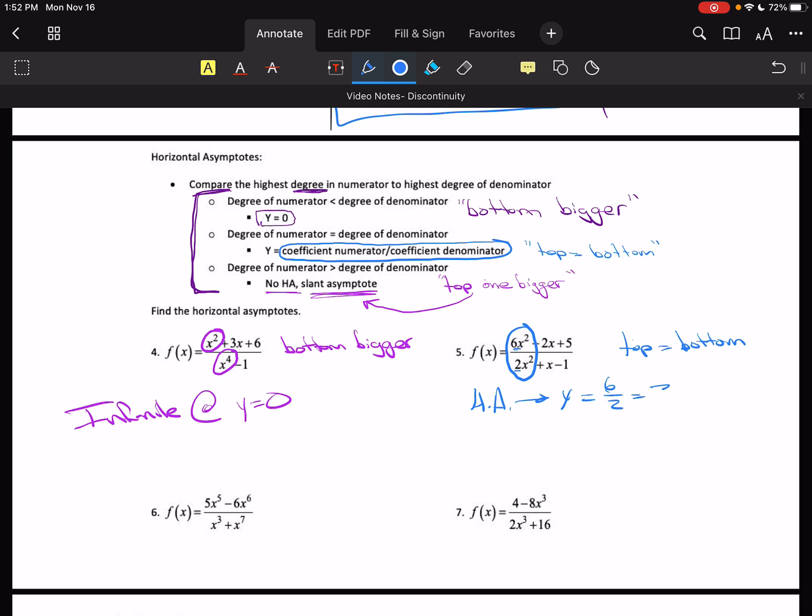Over 2, which is 3. We would say that this is a horizontal, sorry. So we have an infinite discontinuity at y equals 3, which is a horizontal asymptote.